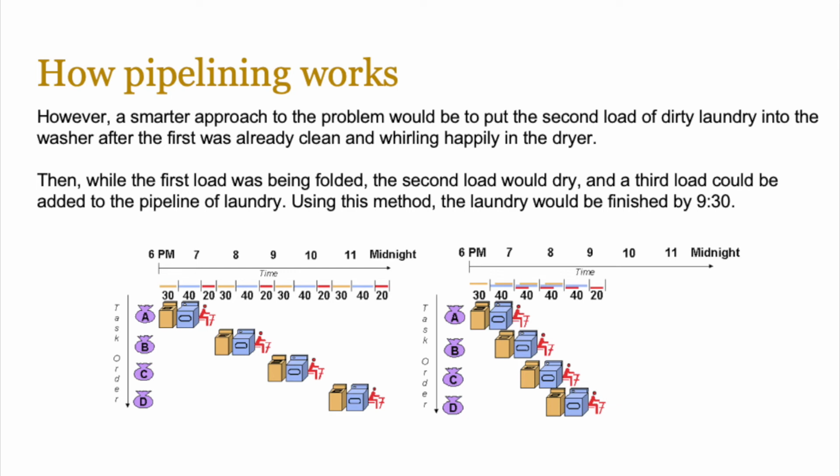Now you can see another problem. All of these tasks, washing, drying, and folding, are of different time lengths. What if we were clever enough to ensure that everything was fixed length, for example, 25 minutes or 30 minutes? That would make us even more efficient. And that's where a RISC processor pipeline comes into play.